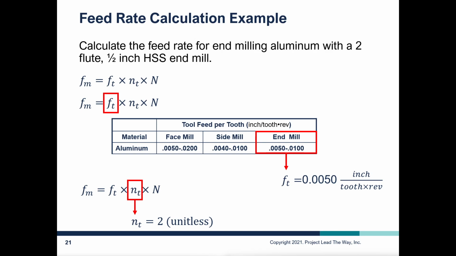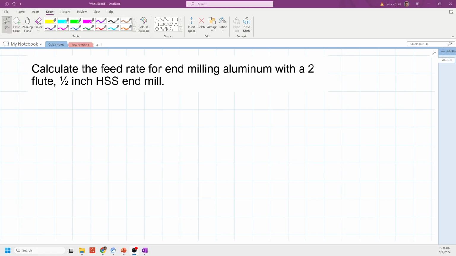I'm going to go ahead and pause the video and get this set up. All right, so we are going to calculate the feed rate for an end mill milling aluminum with a 2 flute 1/2 inch end mill.